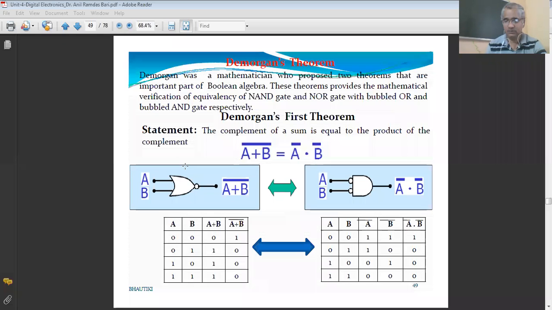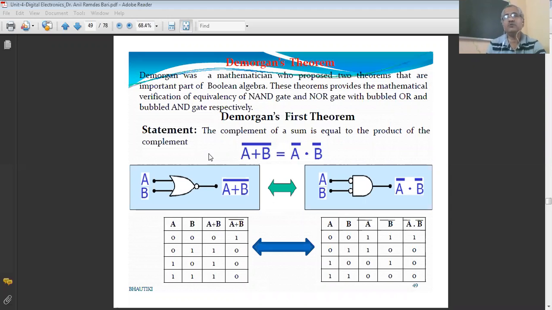So welcome to today's lecture on DeMorgan's theorem. These theorems were put forward by the scientist DeMorgan, and therefore they are called DeMorgan's theorems. DeMorgan was a mathematician who proposed these two theorems, and they are a very important part of Boolean algebra.